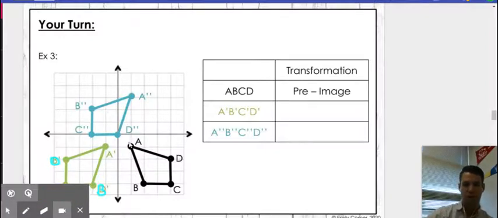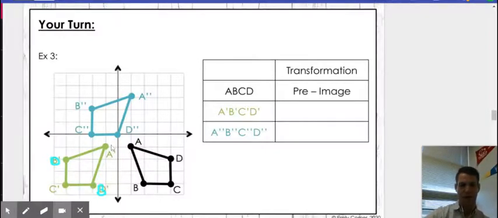So what we were saying before is that this is a reflection: A and A prime, B and B prime, D to D prime, and C to C prime. Each of those is basically reflecting over the y-axis. So we could put a little dotted line down the center here.